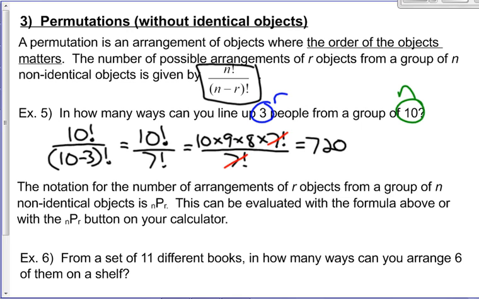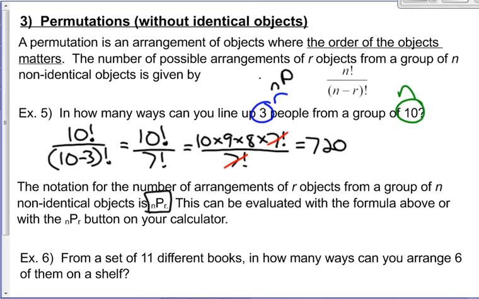Now, the notation for when you find the number of arrangements of r objects from a group of n non-identical objects is this, nPr. And this can be evaluated with this formula that's up here. So that n factorial formula is the nPr formula, where nPr means the number of possible permutations.